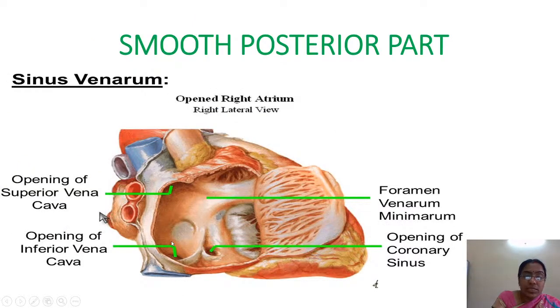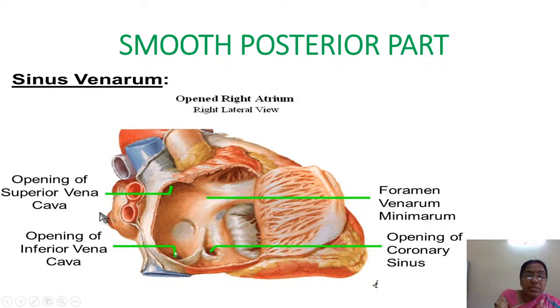So let's see the openings here. This is the smooth posterior part; the inside part is the smooth posterior part. It includes the opening of the superior vena cava. This is the superior vena cava, guarded in the primitive stage by a valve. Next, what you are seeing here is the opening of the inferior vena cava, which is guarded by a valve, the Eustachian valve. This is the valve you will find here.